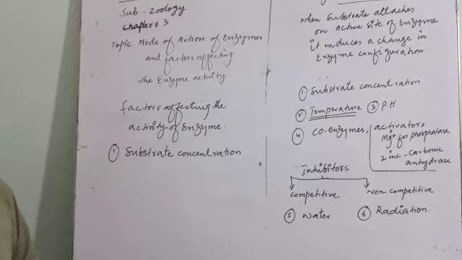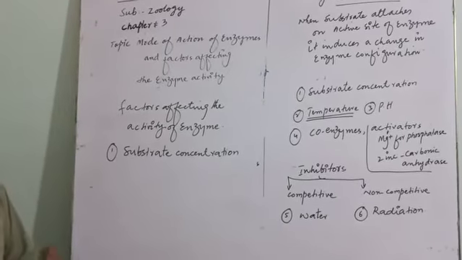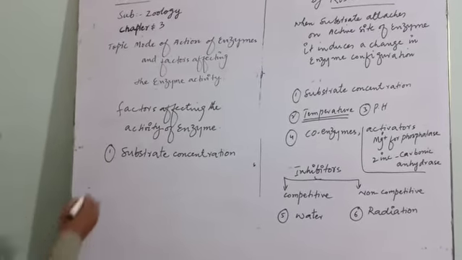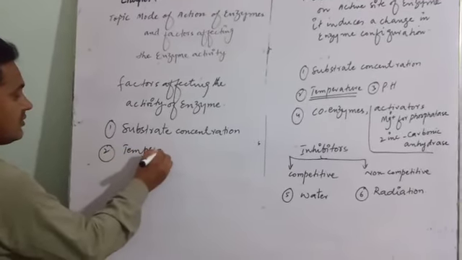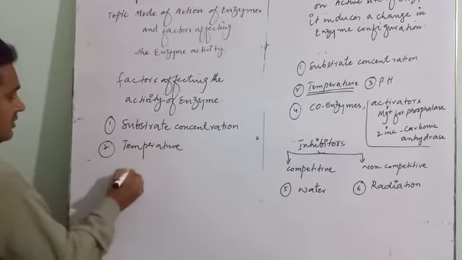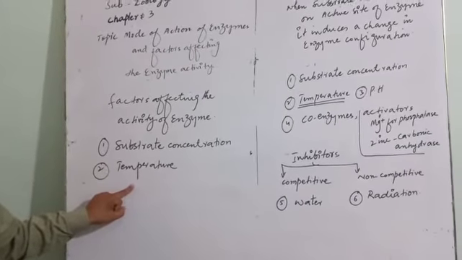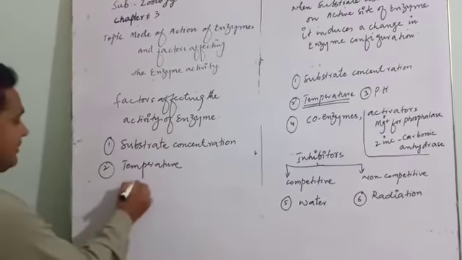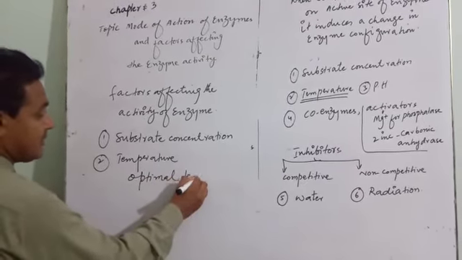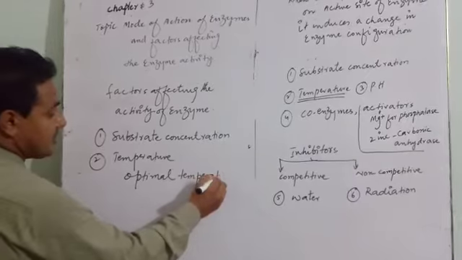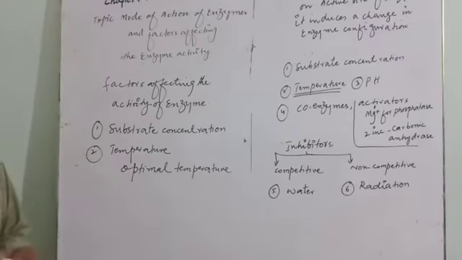Particularly we discuss the enzymes of the human body. There is the optimum temperature. Now, the optimal temperature for human enzymes. What is optimal temperature? Optimal temperature is such a type of temperature during which the activity of the enzyme is maximum.